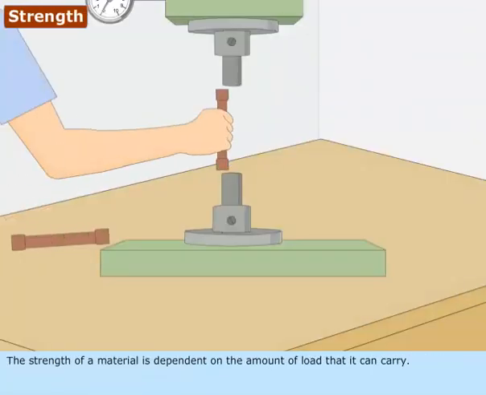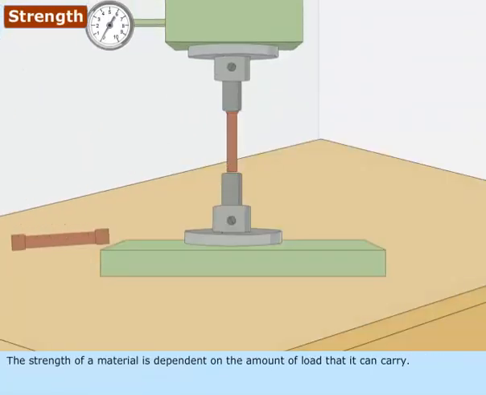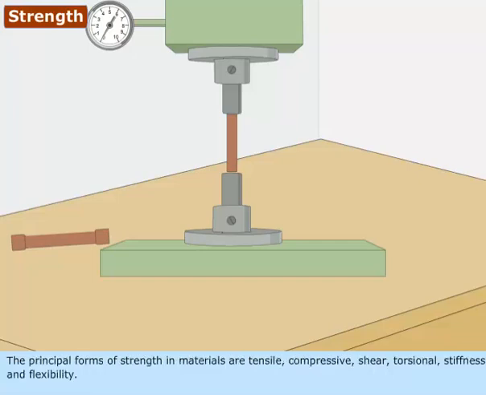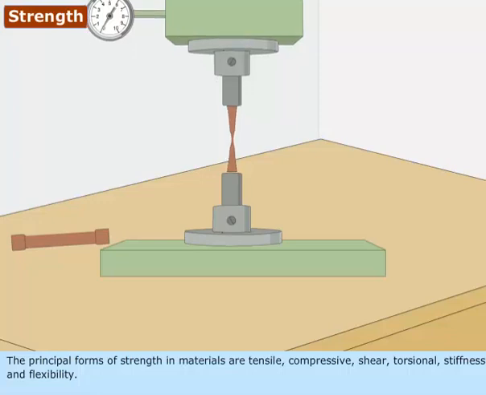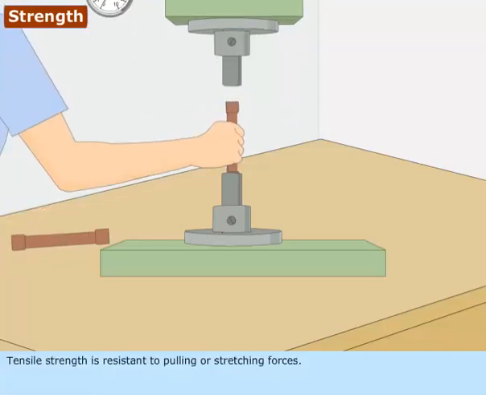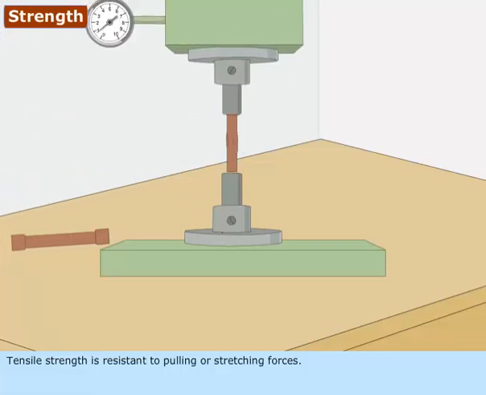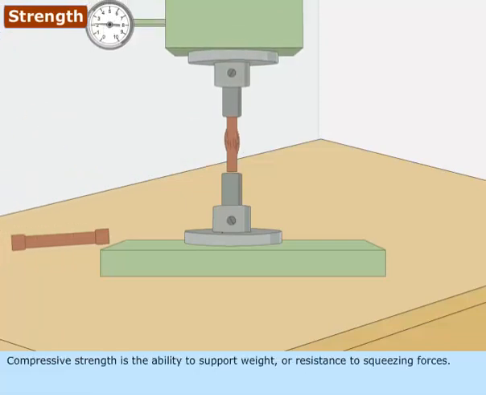The strength of a material is dependent on the amount of load that it can carry. The principal forms of strength in materials are tensile, compressive, shear, torsional, stiffness, and flexibility. Tensile strength is resistant to pulling or stretching forces. Compressive strength is the ability to support weight or resistance to squeezing forces.